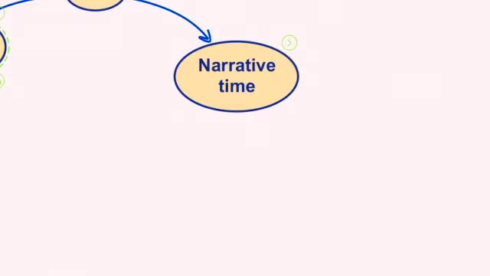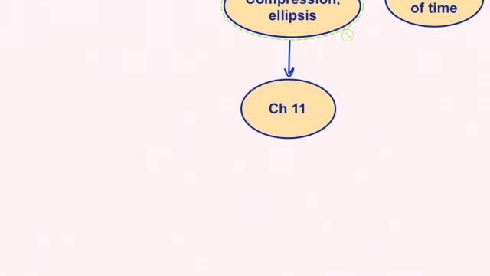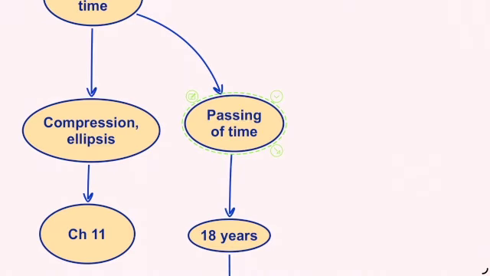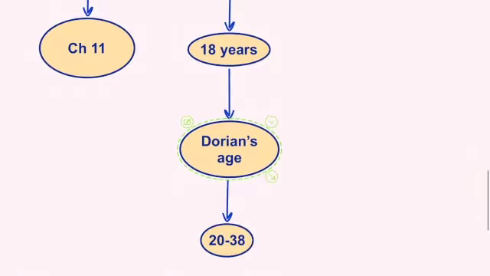The branch also contains narrative time, and specifically compression and ellipsis. This is the technique Wilde uses in chapter 11. 18 years are compressed into a single chapter. At the start of chapter 11, Dorian is about 20 years old. By the end, he's 38. The effect is moral as well as structural.